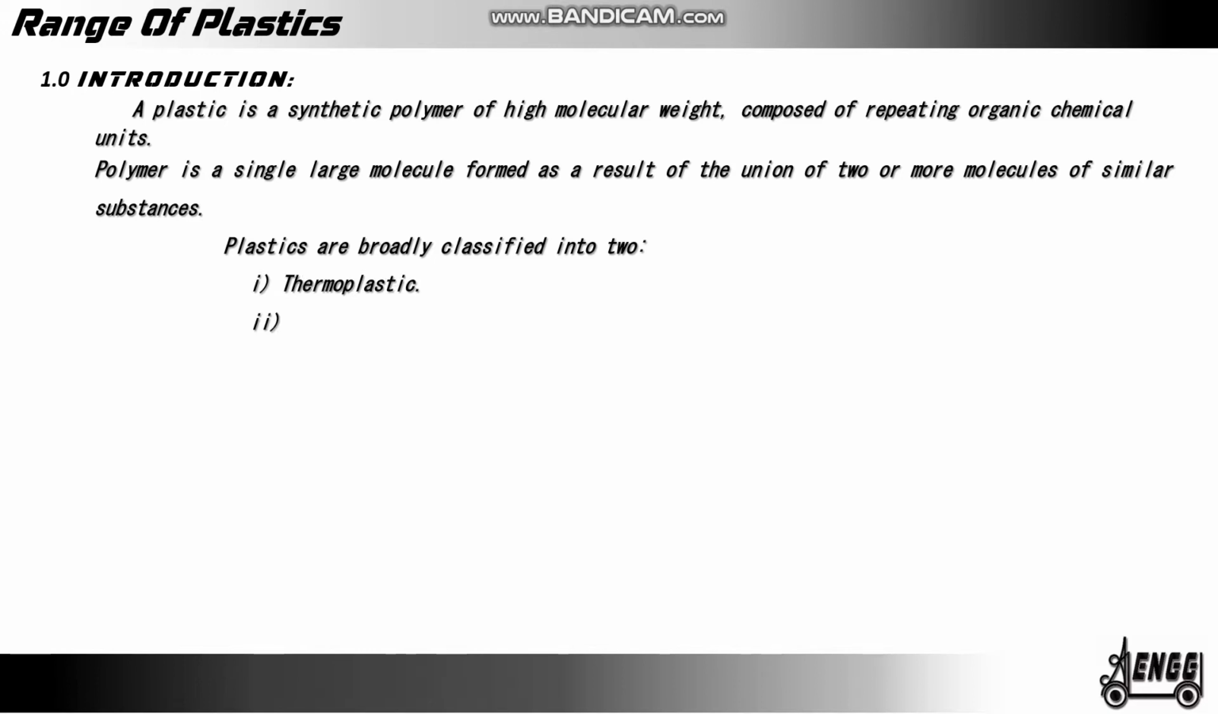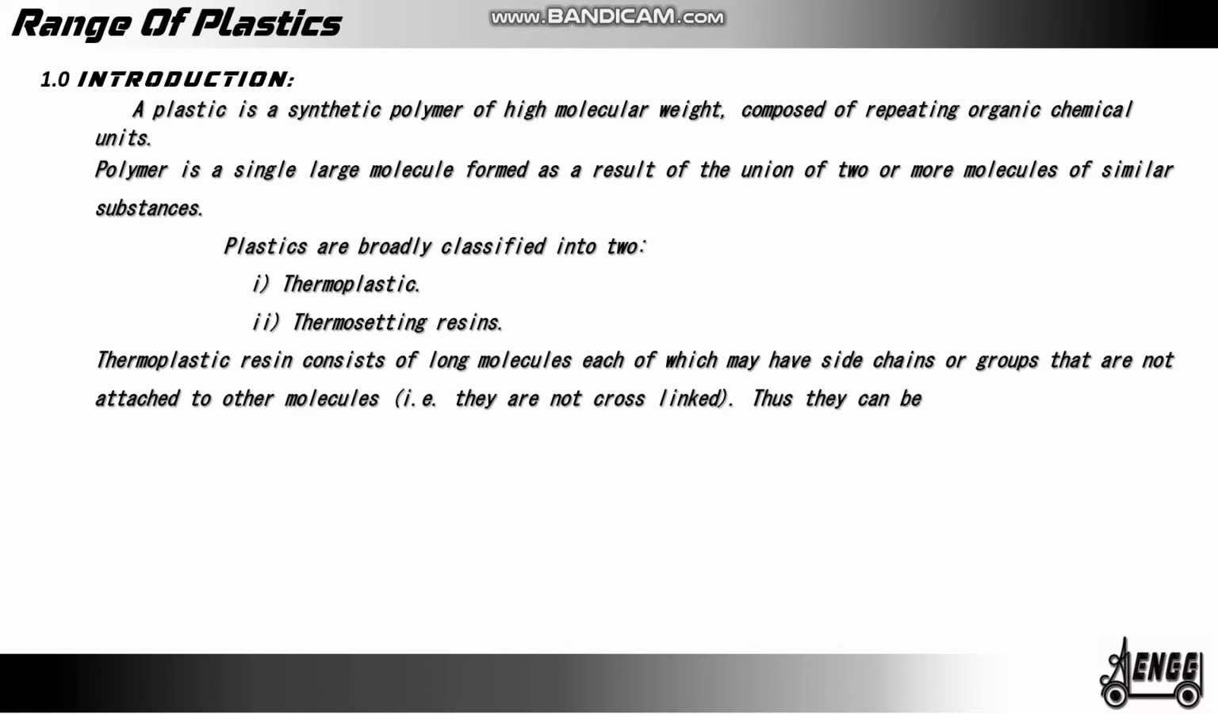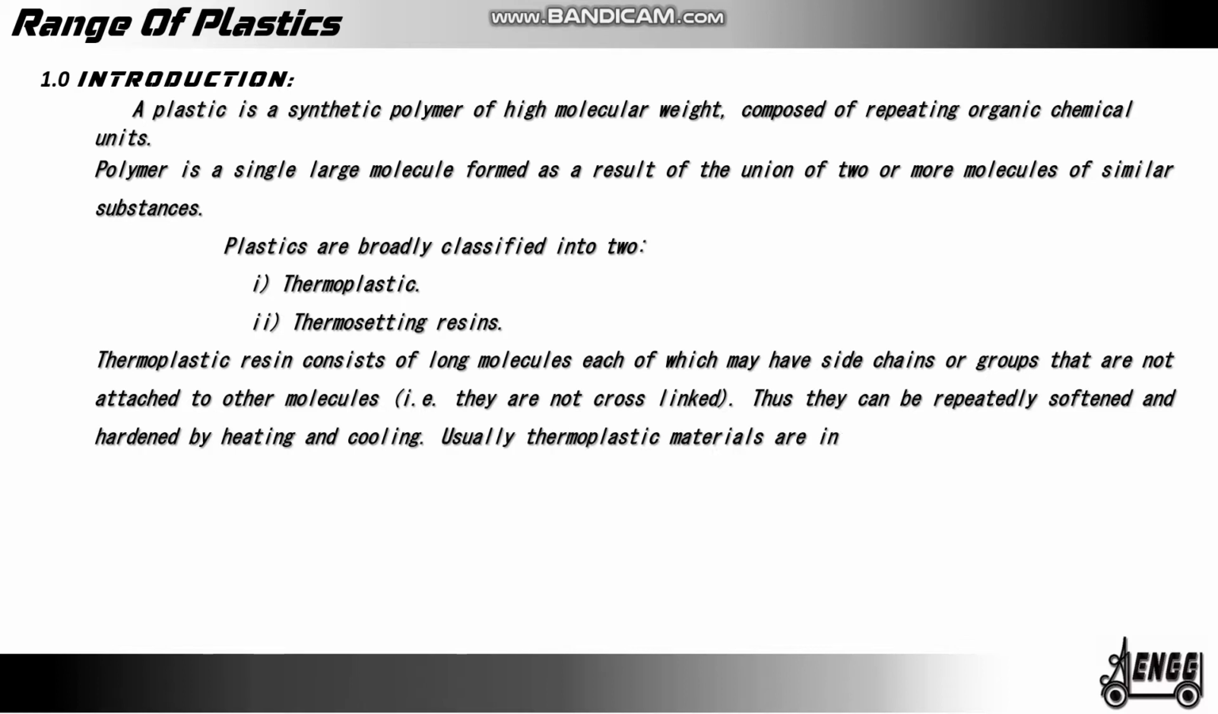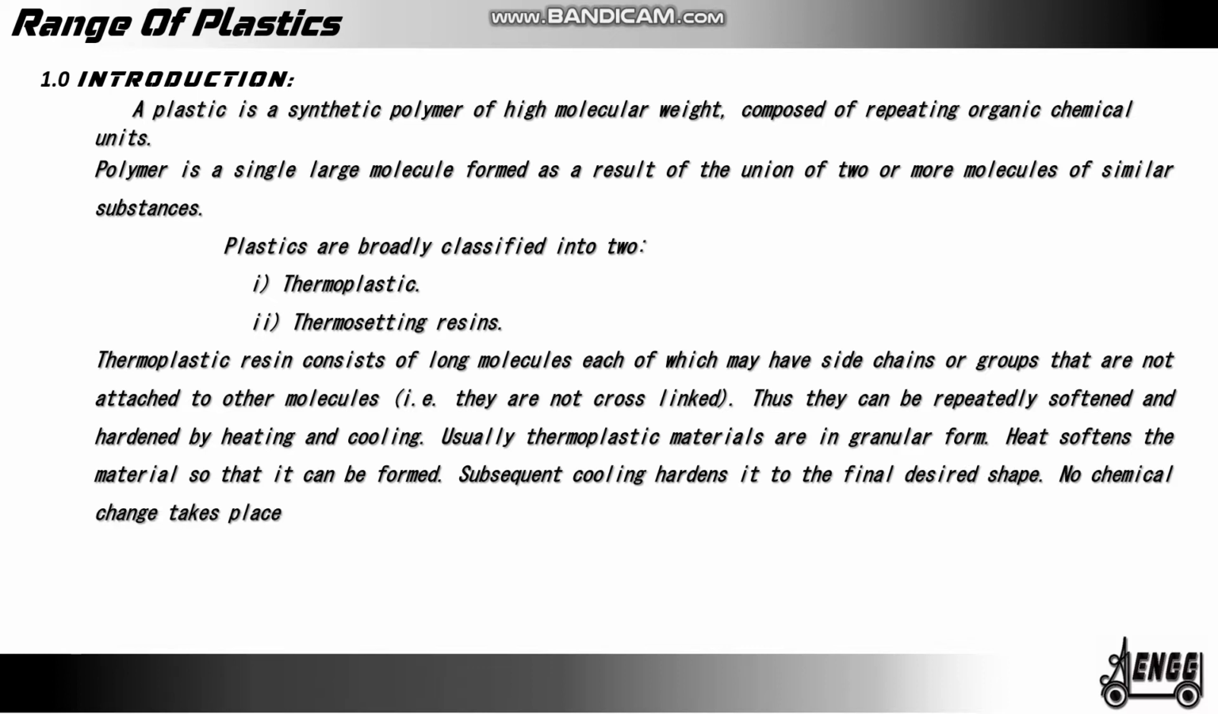Thermoplastic, 2. Thermosetting resin. Thermoplastic resins consist of long molecules, each of which may have side chains or groups that are not attached to other molecules. That is, they are not cross-linked. Thus, they can be repeatedly softened and hardened by heating and cooling. Usually, thermoplastic materials are in granular form. Heat softens the material so that it can be formed. Subsequent cooling hardens it to the final desired shape. No chemical changes take place during forming.